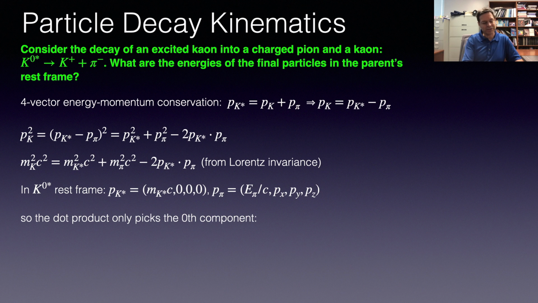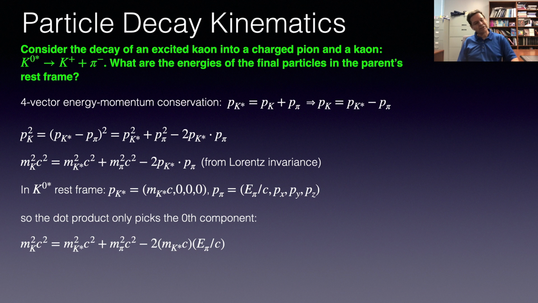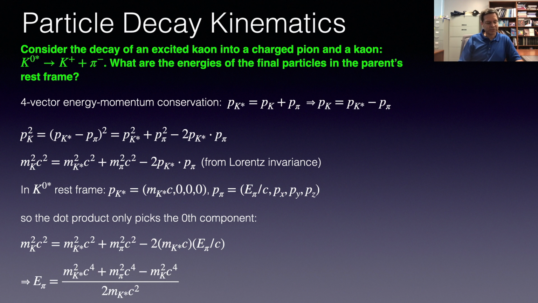And so the dot product only picks out the product of the 0th component, mK* c times Eπ over c. And that greatly simplifies the calculation. So I have mK² c² equals mK* c² plus mπ² c², and then minus twice, and now picking out the 0th component, it's mK* c times Eπ over c, just multiplying the 0th terms of each of those vectors. And just rearranging and solving for the energy of the pion, I can move that to the other side of the equation and then divide by 2 times mK* c.